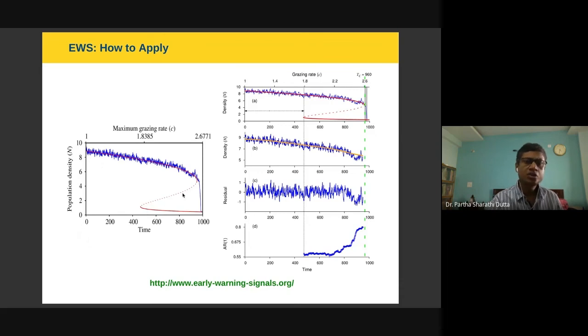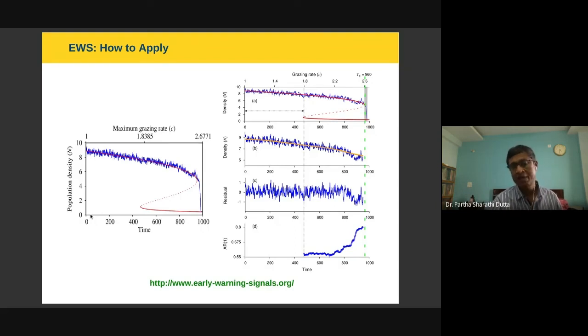So now what do we do? Let's say I start simulating the system at time zero when the parameter is at one. In the deterministic diagram, let's say the bifurcation will happen close to 2.6, and here I have considered up to 2.67. If I take time 0 to 1000, I will also decide how the parameter will move with each time step.